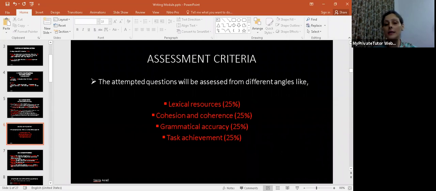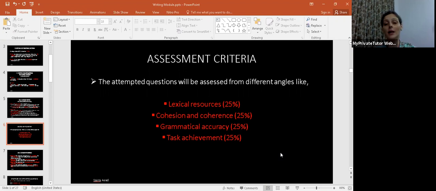They are going to be assessed on lexical resources, cohesion and coherence, grammatical accuracy, and task achievement. All four categories are 25% each. They are going to assess you from that: have you tackled the question well from all these angles?